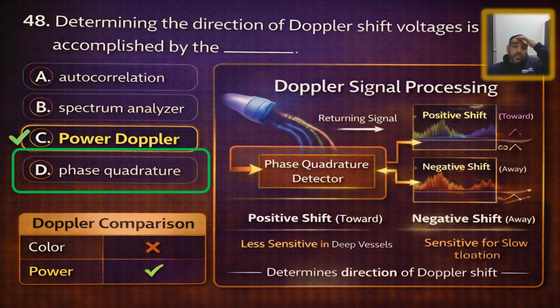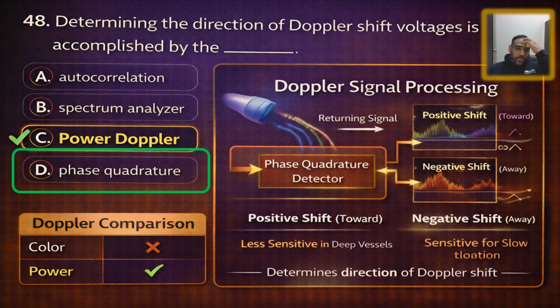Let's look at the other answers and why they're wrong. Autocorrelation is used in color Doppler, mean velocity estimation, and variance calculation. It estimates average frequency shift quickly, but it doesn't determine polarity or direction. The other answer was the spectrum analyzer. Remember FFT processing: this determines the range of frequencies, the velocity distribution, but direction is already determined before the FFT is even displayed.